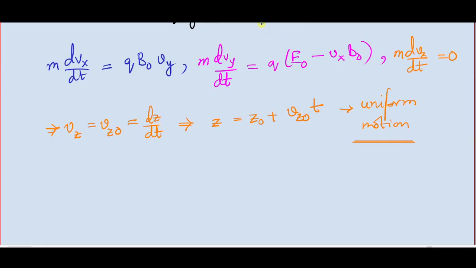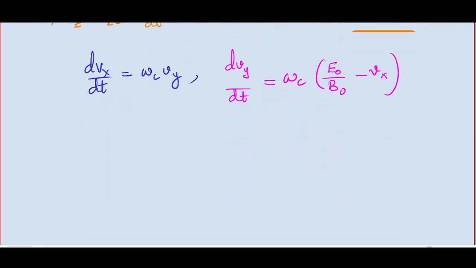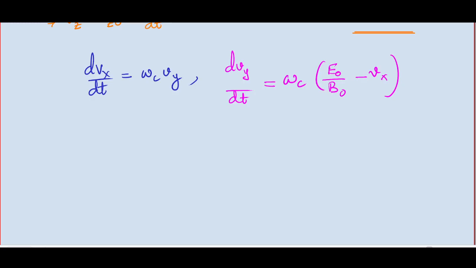Now, given the fact that we have already seen that q times B0 by m is the cyclotron frequency omega c, we can rewrite these equations with a slight reduction in the number of parameters in the form dvx/dt is simply omega c times vy, and the y equation gives us dvy/dt is, again, if you take the B0 common out of this, omega c into (E0 by B0 minus Vx). So these are the two ordinary differential equations that we need to solve to figure out the motion of the particle. Of course, once we solve this and have Vx and Vy, we can integrate them further to find x and y.